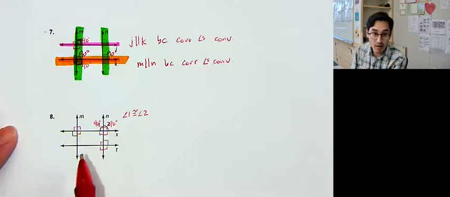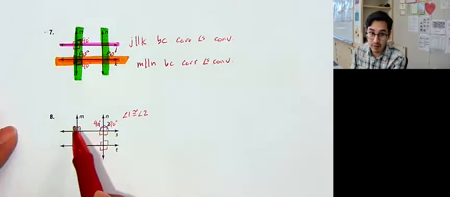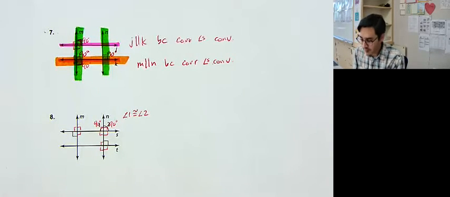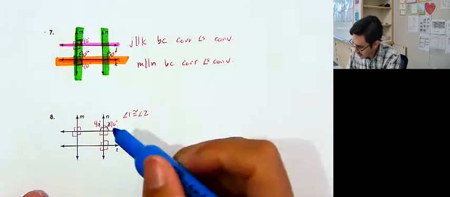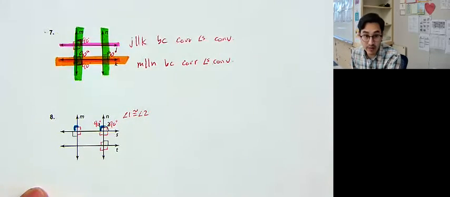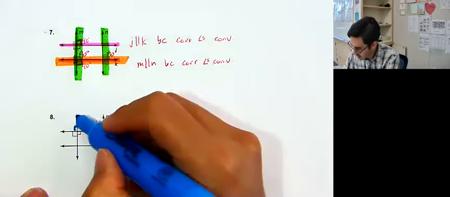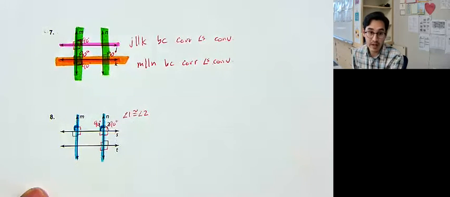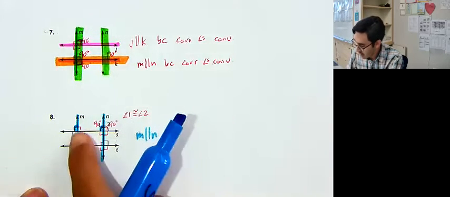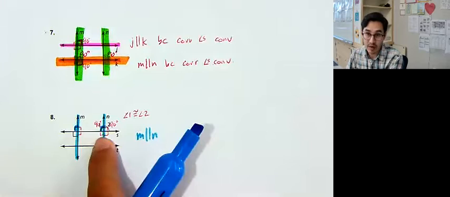Actually, we have 12 known right angles in this picture. 4 right angles here, 4 right angles here, and 4 right angles here. All right, let's see if I can do this a little bit more cleanly. So since, let's say, these 2 angles are both 90 degrees, that would imply that lines M and N are parallel. Okay, so M is parallel to N, right? Because those 2 angles are, again, corresponding angles.